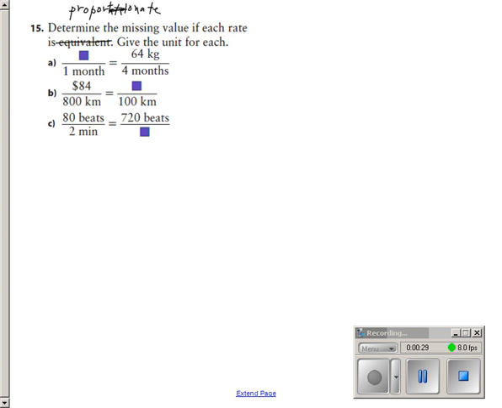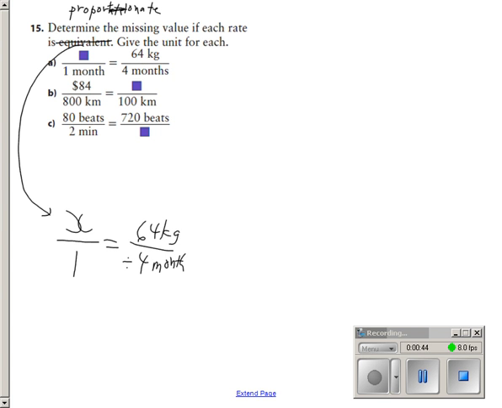So we have x over 1 equals 64 kilograms over 4 months. Notice I'm not using the purple box. I'm actually using the variable x. Same thing. So what did I do to 4 to get 1? I divided by 4. So if I divide this by 4, 64 divided by 4 is 16. So if we think about this, every month he gains 16 kilograms. After 4 months, he gains 64 kilograms.